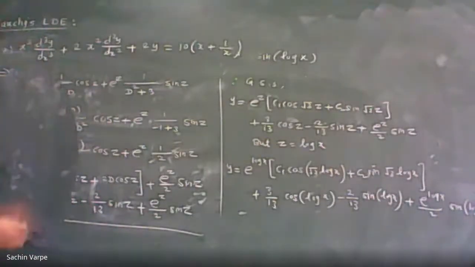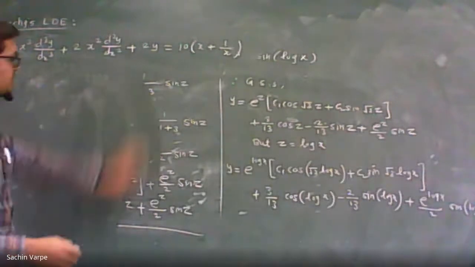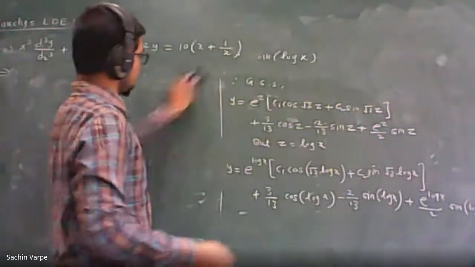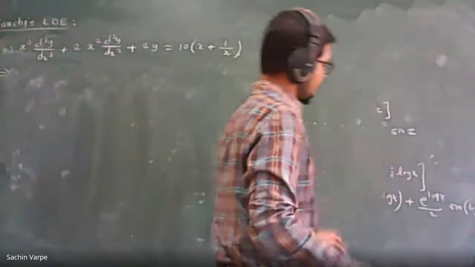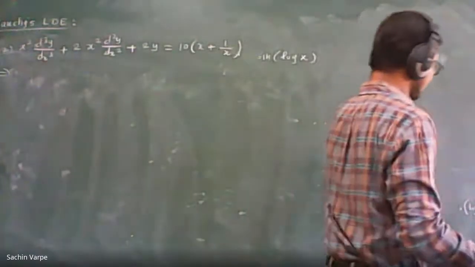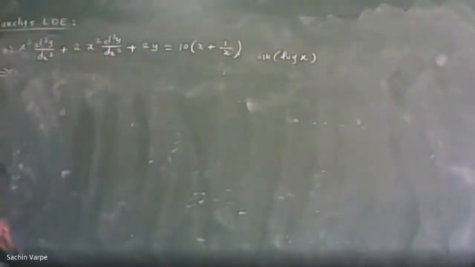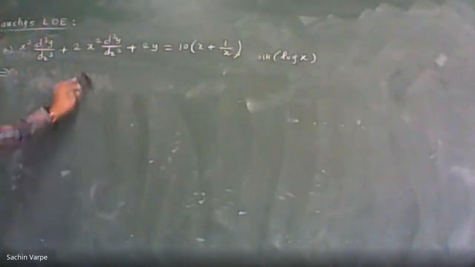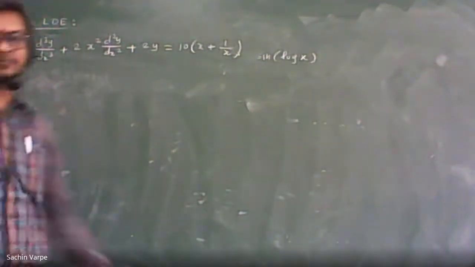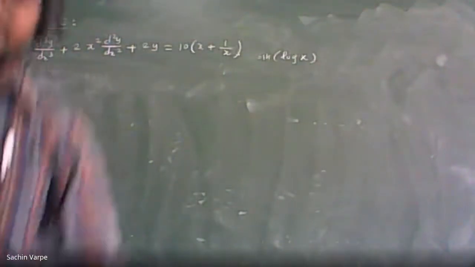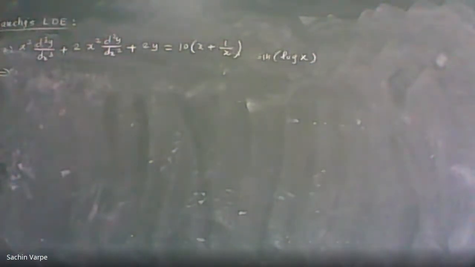Can you solve this? Just try. I'm here to solve your doubts. I'm here to help you. So first of all, you can write there, this is Cauchy's linear differential equation. So the substitution is x is equal to e raised to z because the coefficients are in powers of x. Come on, fast. Now you have to try on your own.